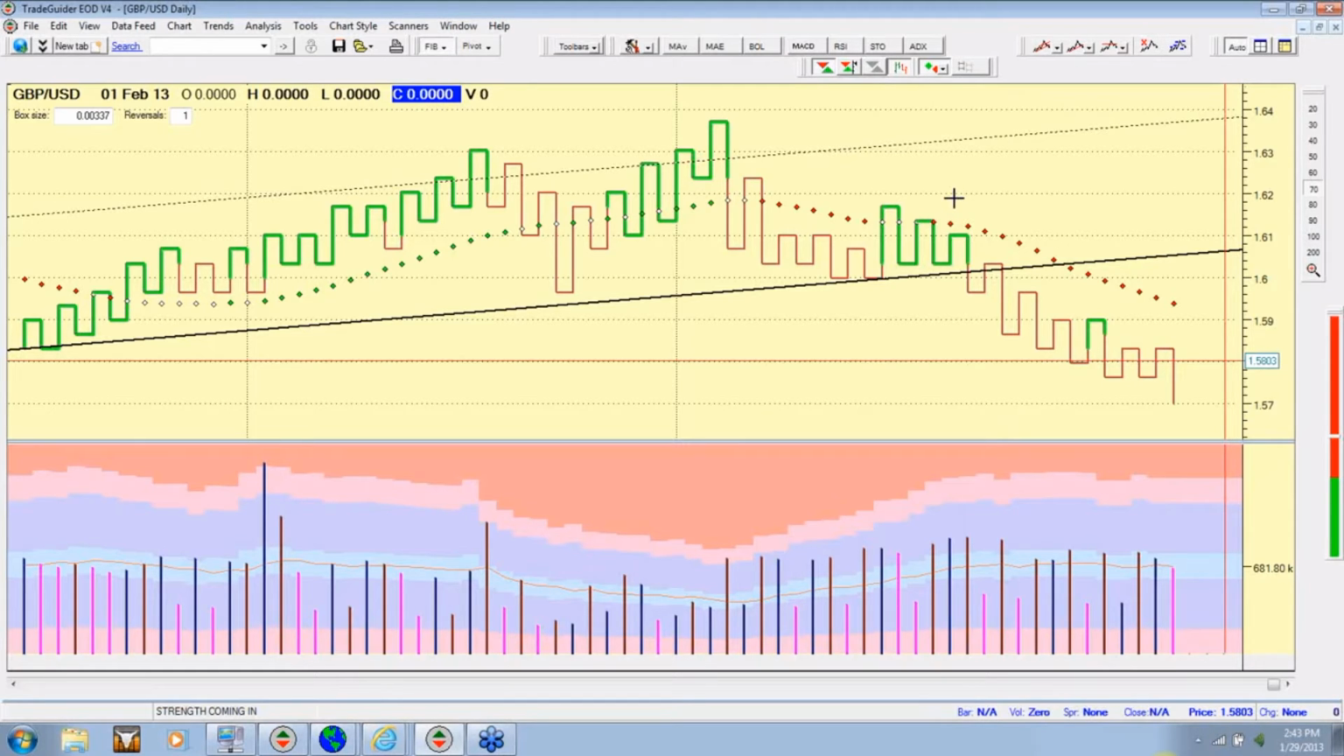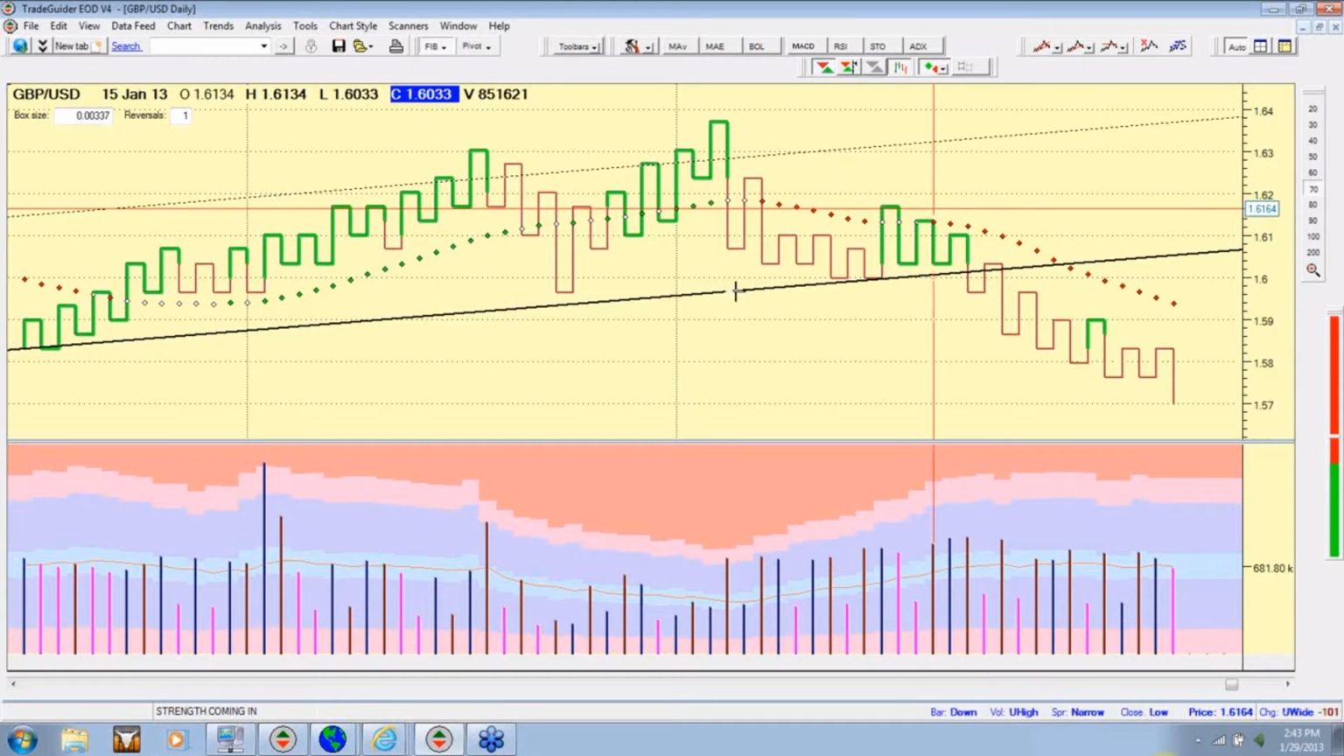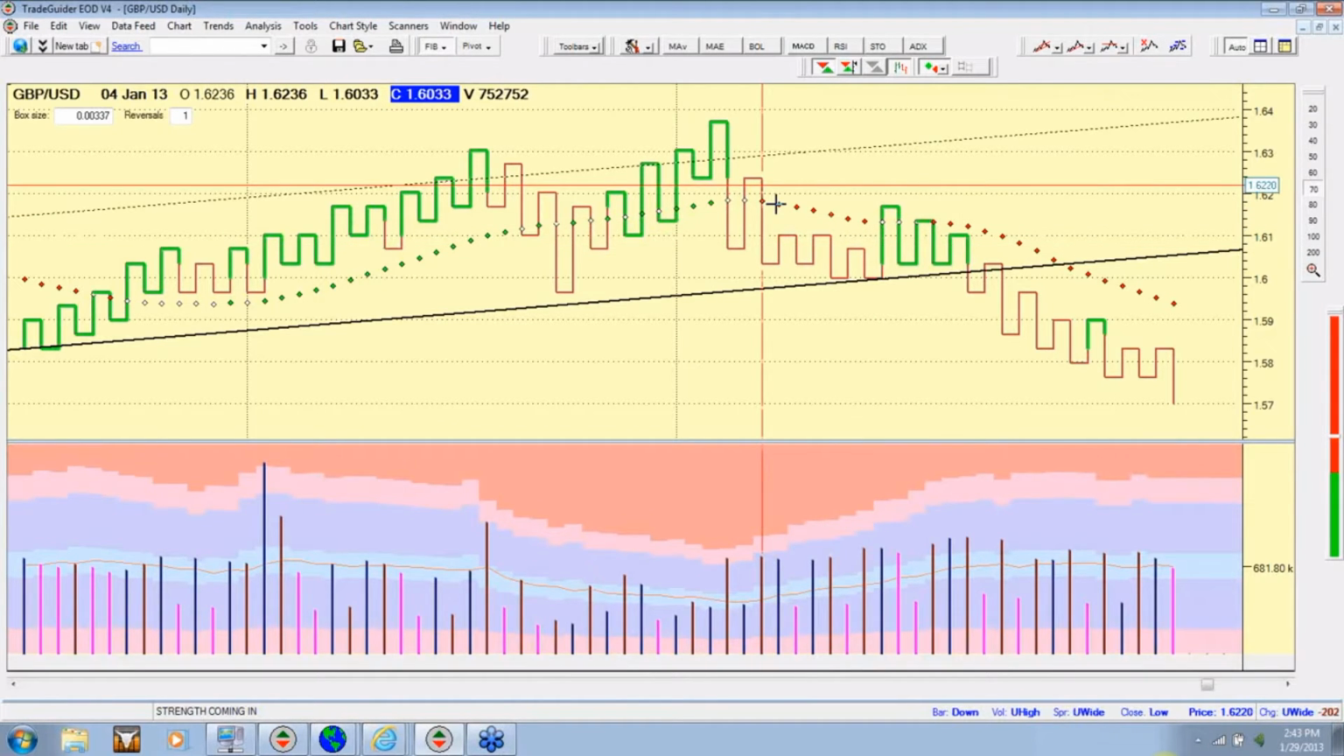And you can see here that the box size I'm using is 0.00337, which is about 4%. So I'm using a 4% reversal box. But again, you can adapt that to your trading style. That's one of the things David Weiss did in the point and figure course: he showed how you can change the box sizes to the style of trading you're in.